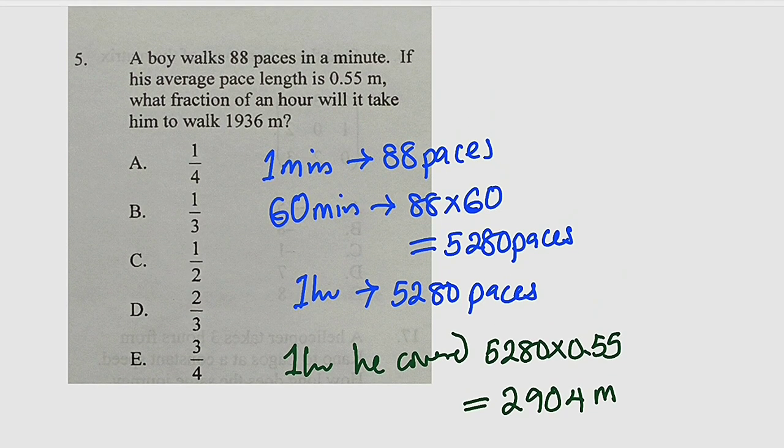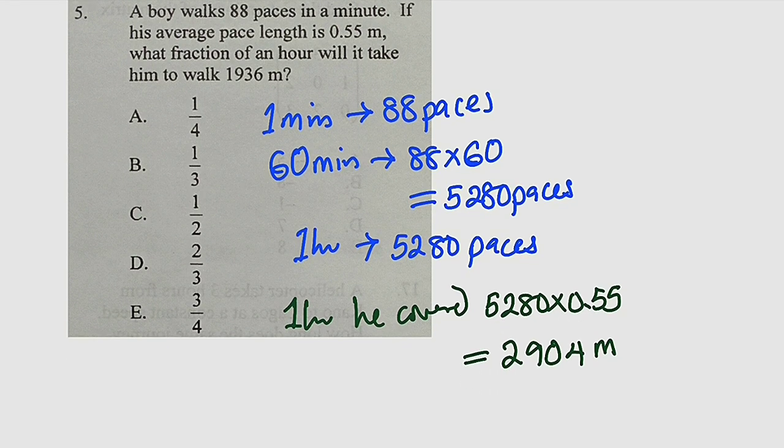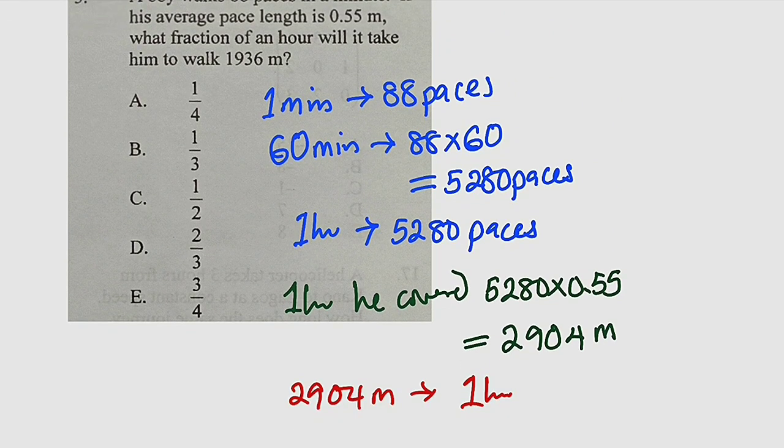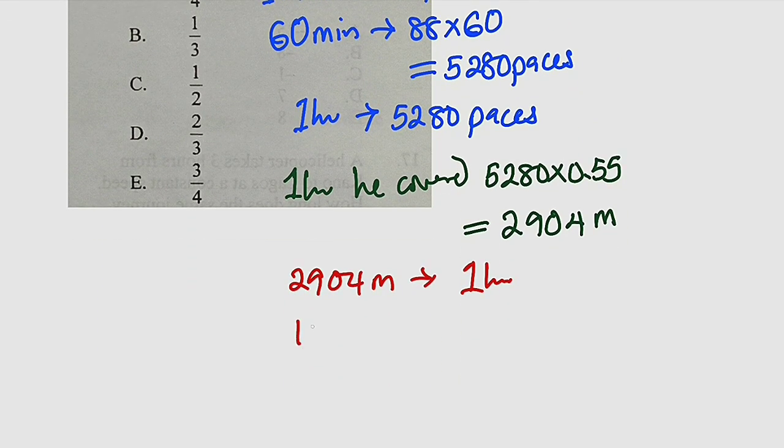But the question is asking us to find what fraction of an hour he will walk for 1,936 meters, which is less than this. So let me show you how you can do that. We have seen that for 2,904 meters, it took him just 1 hour, right? 1 hour. So what about this one, 1,936 meters? It must be a fraction which is less than an hour, because if he can cover 2,000 plus in 1 hour, he can cover this one in less than an hour.